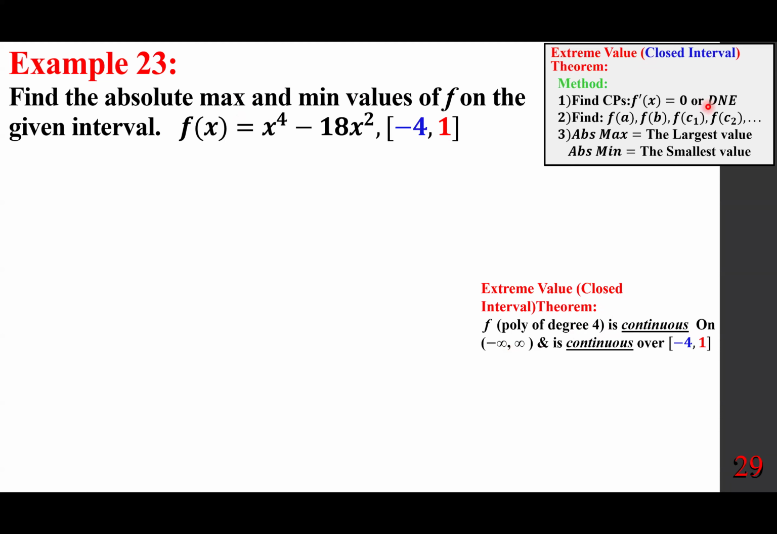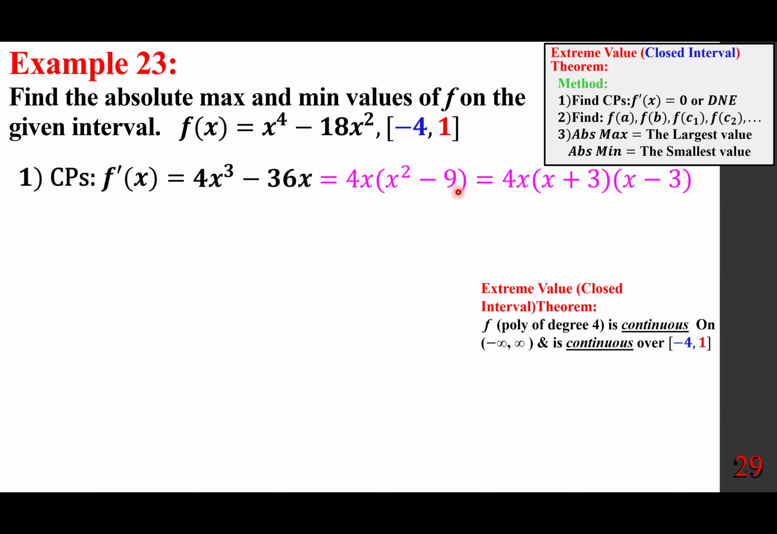Now we are ready to move on with the methodology to find critical points. First, we have to find f prime of x, which is 4x cubed minus 36x. Since we want to set it equal to 0 to find the critical points, we factor the 4x out, and we get x squared minus 9. We factor x squared minus 9, and we get x plus 3 times x minus 3.